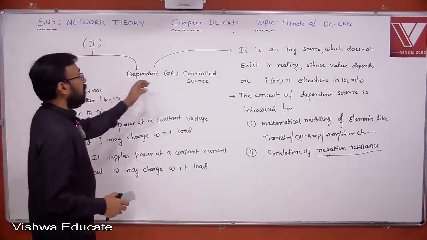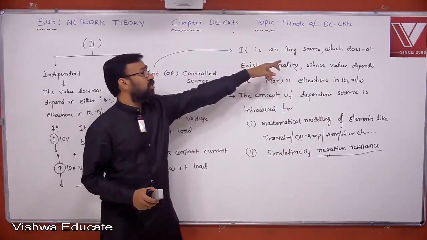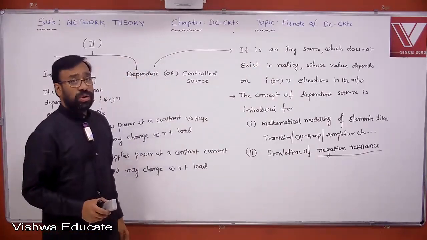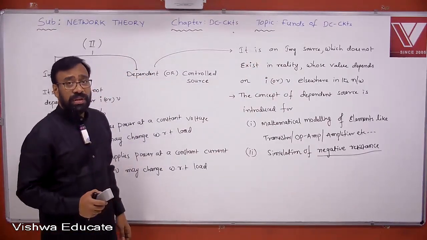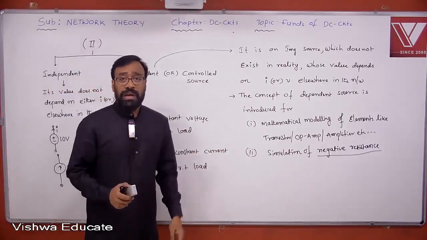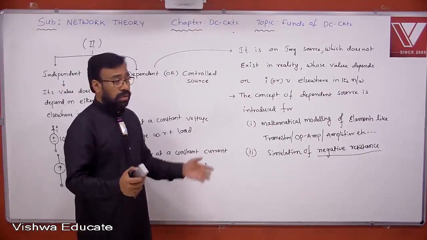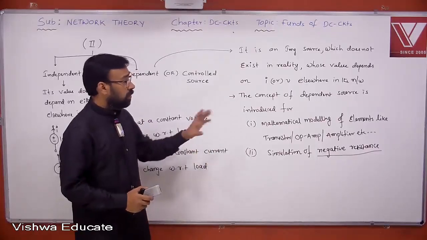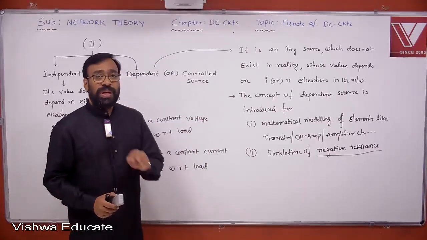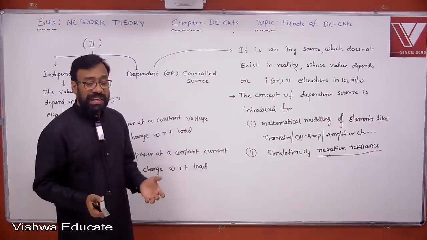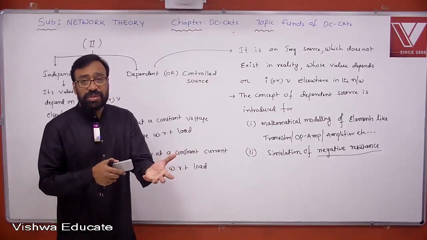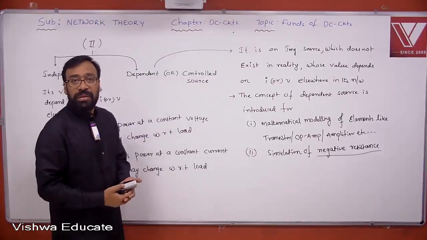So what is a dependent source? It is an imaginary source which does not exist in reality. As I told you, if you go to any electrical shop, let us say a battery shop or whatever it is, you ask him a dependent source, you can't get any response because that element does not exist in reality. Whatever the battery is giving, it is an independent source but not a dependent source.